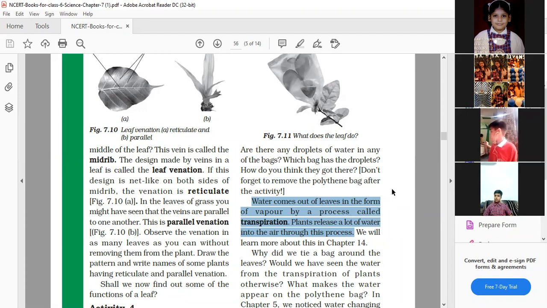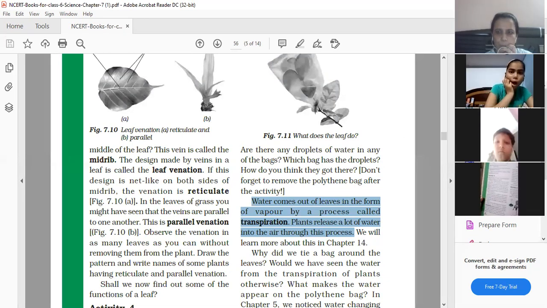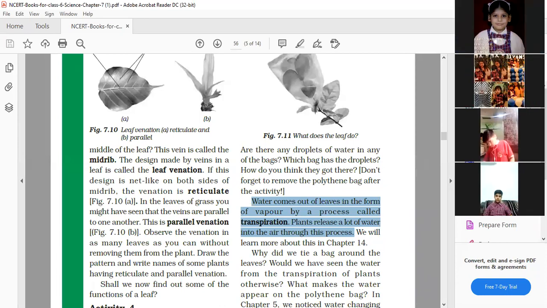Yes, yes, ask, what are you saying? Ma'am, in my book, this page is not there, ma'am. See, ma'am, I have the page, but the paragraph is not the same. No problem, no problem. Maybe the new edition is there, so there will be a difference, but this activity is there for transpiration.